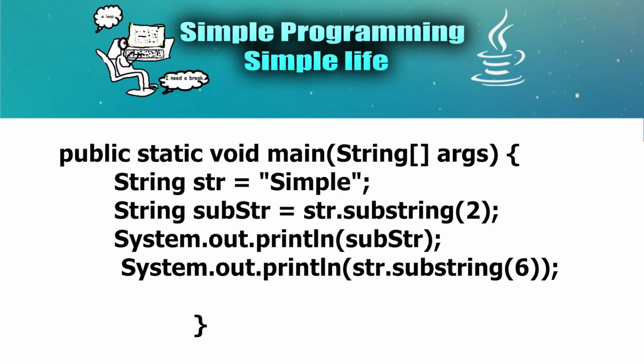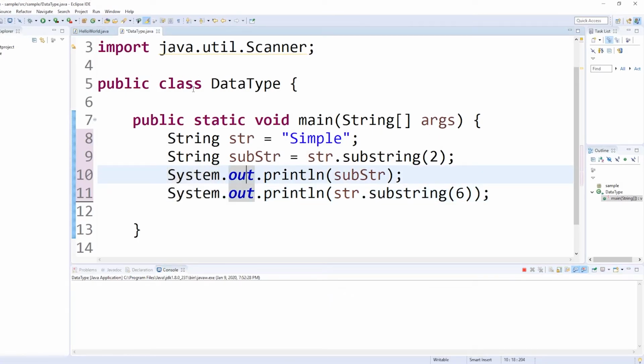First, we have a string variable declared. Then we declare a substring variable to catch the return string. Then using system.out.print to see the result. Looking at the Eclipse workspace, let's run the program. And checking the result, we can see that in the console, the seeking output does not exist.